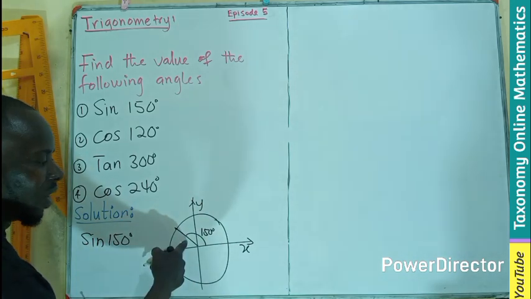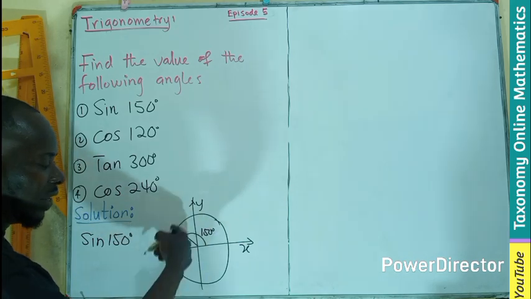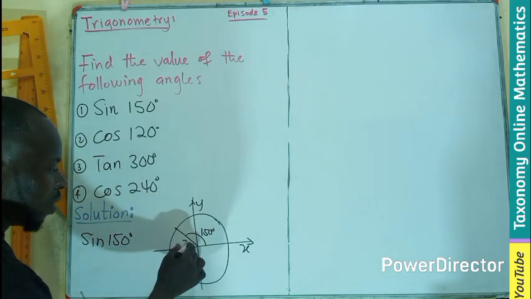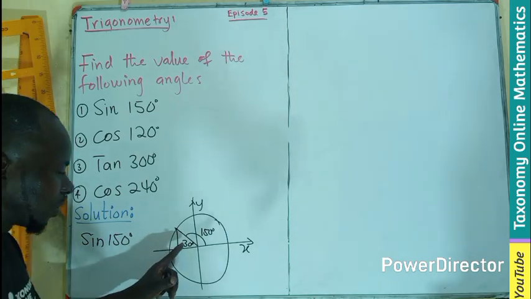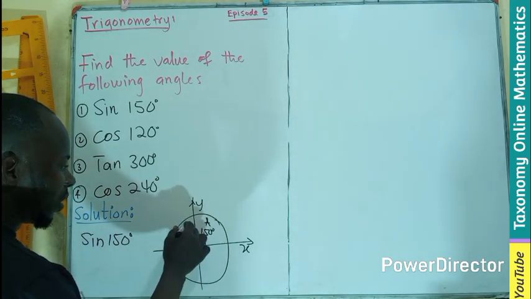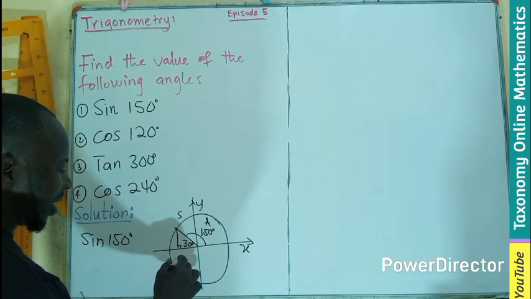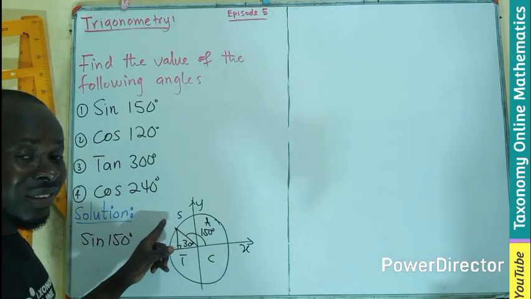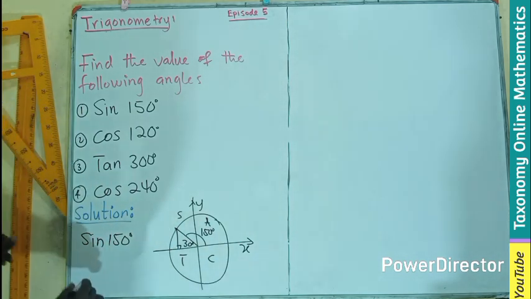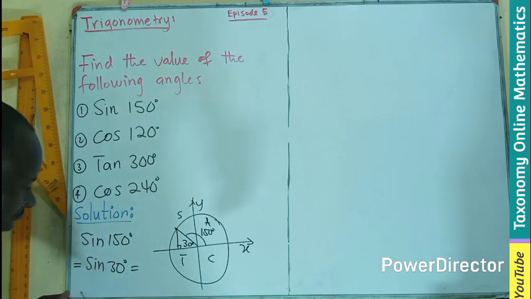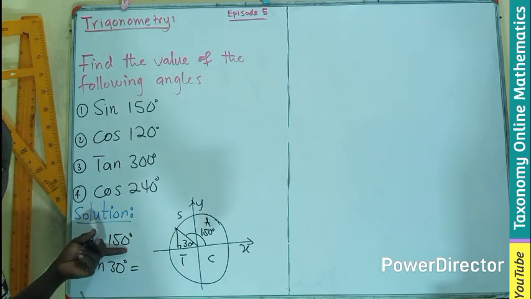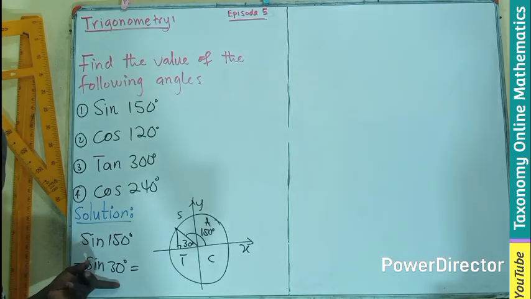What will be the reference angle? The reference angle is 180 minus 150. That will be 30 degrees. Since I know that it is all silly tan cos, meaning sine will be positive here, this is the same as positive sine 30, right? The sine 150 is the same as sine 30.